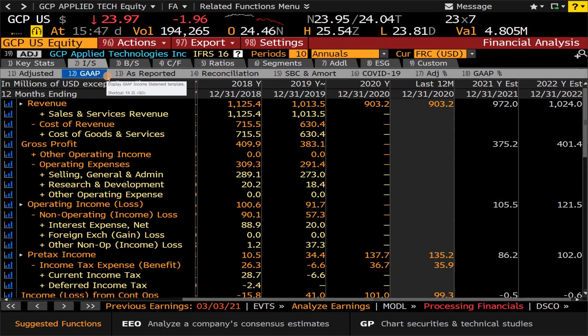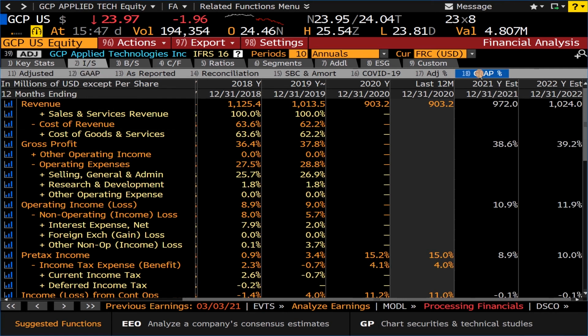Back on the income statement in the FA function, we'll take a look at the GAAP percentage tab at the end of this row. The GAAP percentage and adjusted percentage tabs are the common size income statements. The common size income statements are where the components of income are reported as a percentage of revenue. So for instance, sales and service revenue is 100%.